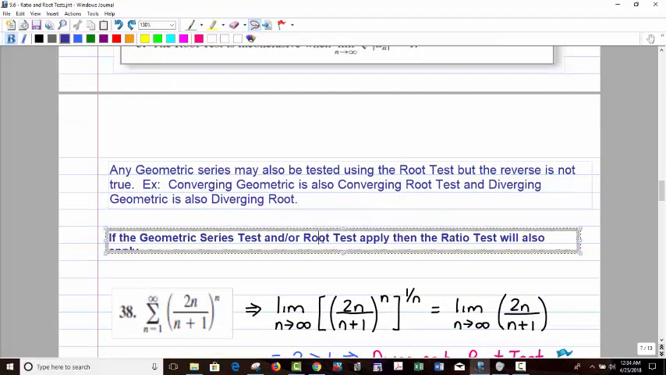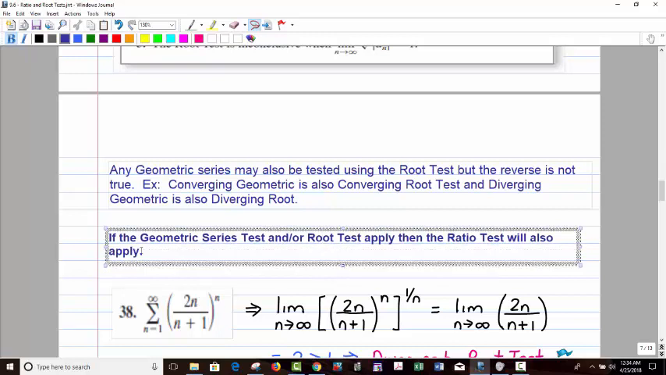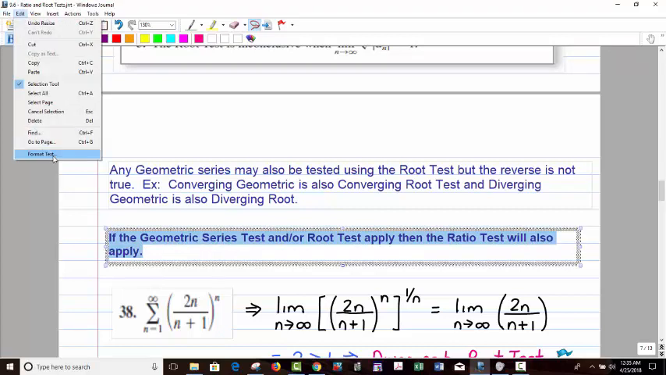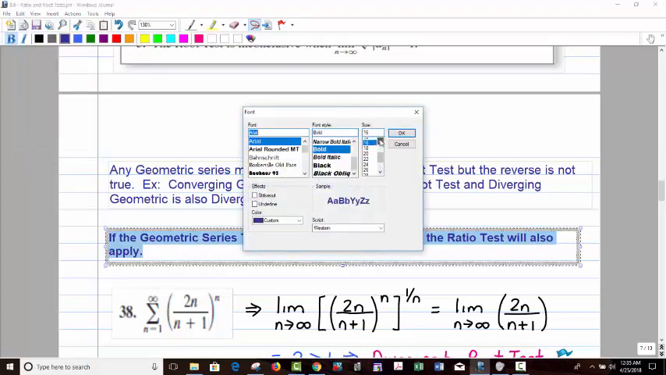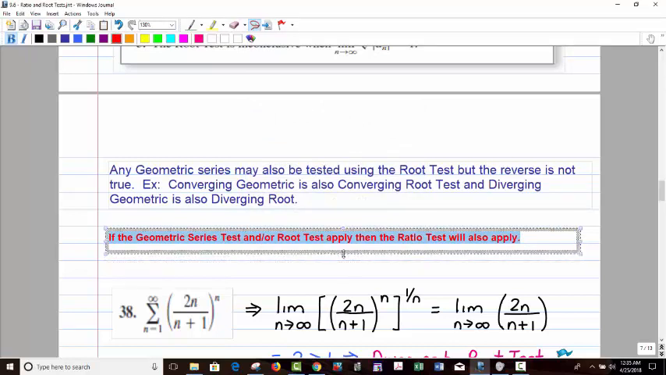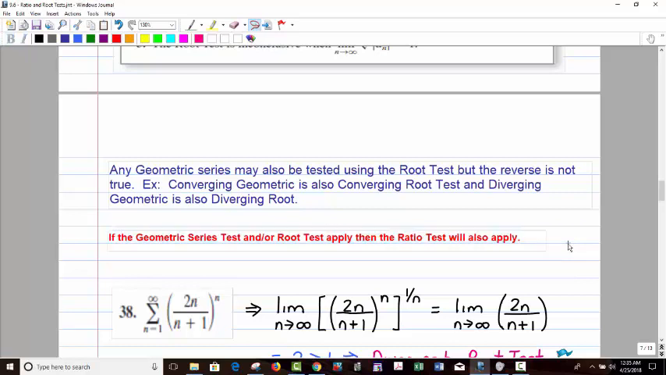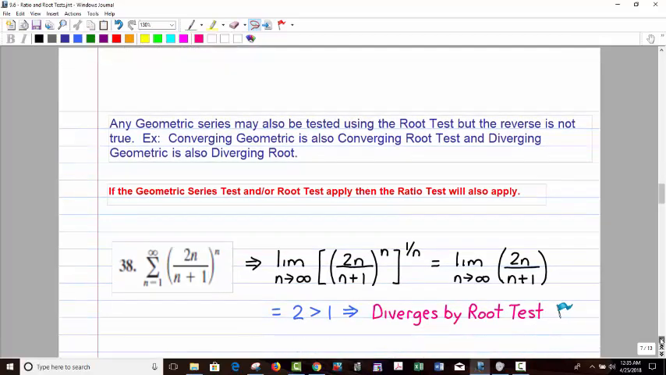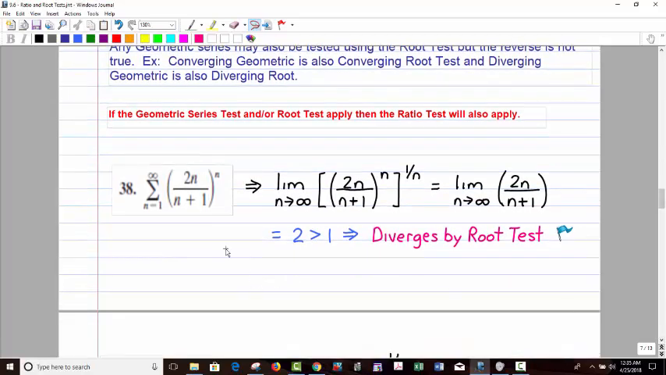I'm just telling you that anything that's geometric would also be root. But that's just saying if it's geometric, it's also root, but not all roots are geometric. Certainly this next one is not going to be geometric. So it's really easy to use.